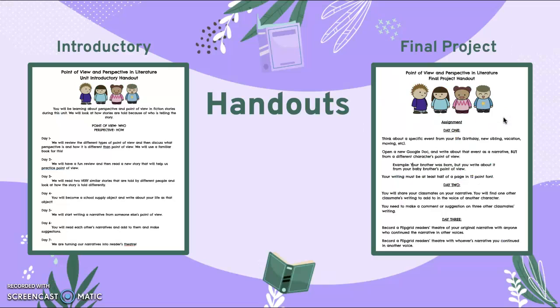These are 2 examples of some handouts. The first one on the left is an introductory handout, so it kind of gives a brief overview of each day during the unit. And then the final project handout goes into specifics on that final project that includes the personal narrative. So specifications on what they need to have in their writing, along with directions.